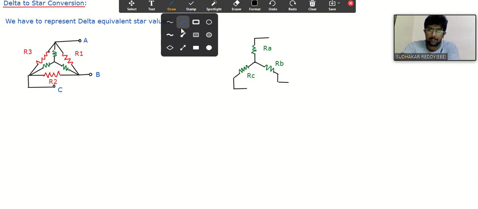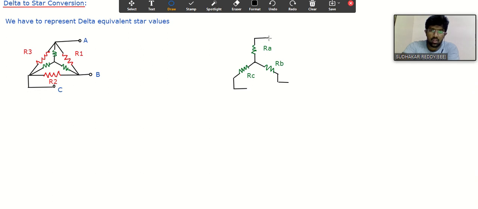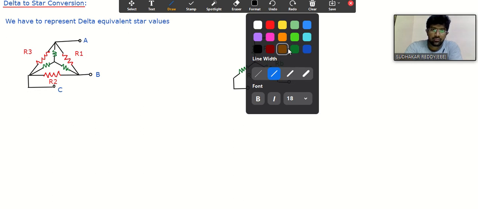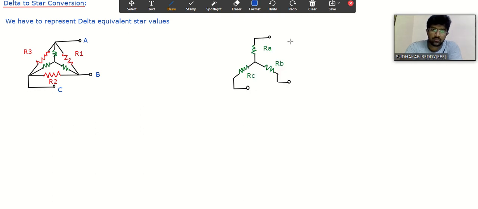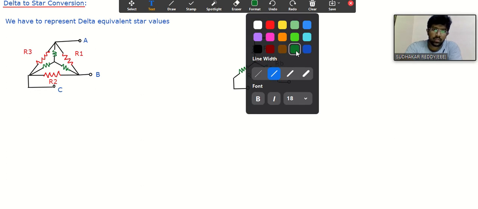So we need to find out what is the value of RA, what is the value of RB, and what is the value of RC. Keep in mind we are not changing anything, we are just replacing that connection. Here also we are having three resistors. So we are replacing the connection from delta to star and we need to find out the values without affecting the performance.